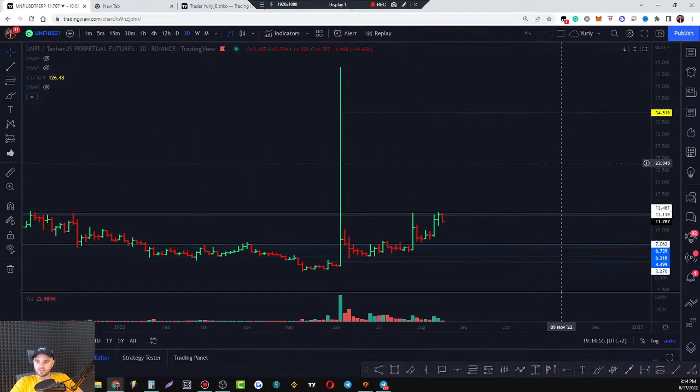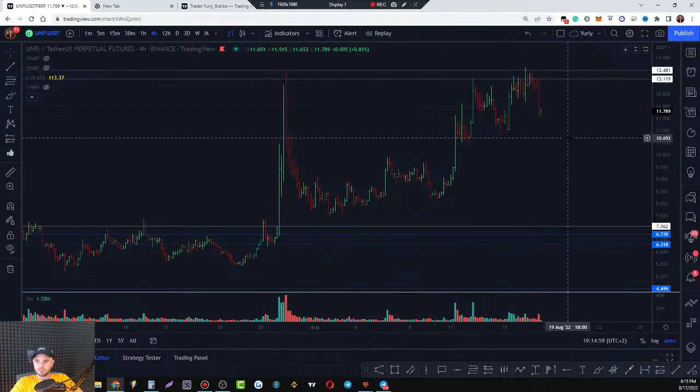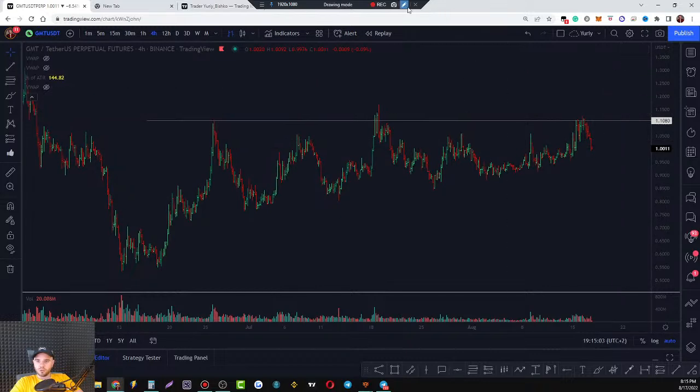Unfi bounced from this key level and did a fake break up. At this moment, nothing to do. About GMT, honestly, I thought that there could be a breakup yesterday, but price did a fake out.